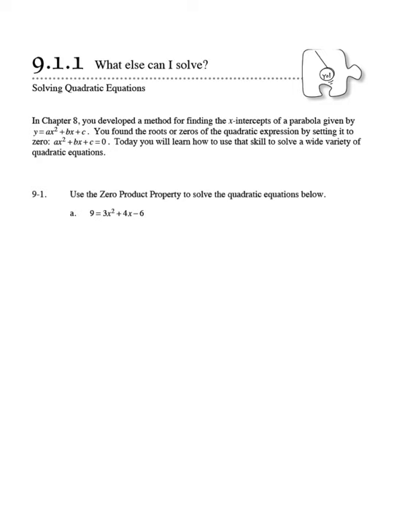In Chapter 8, you learn the method for finding the x-intercepts of the parabola. You found the roots or zeros by making the equation equal to 0. That's an important part. We need to start by making the equation equal to 0 before we can do the zero product property. So we're going to minus 9 on both sides.